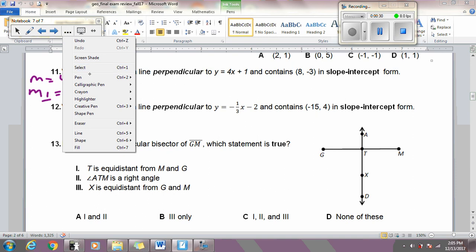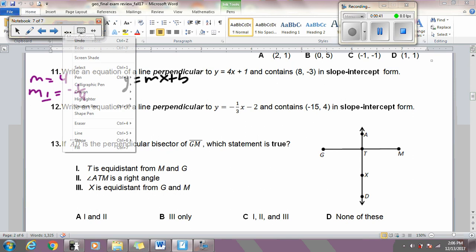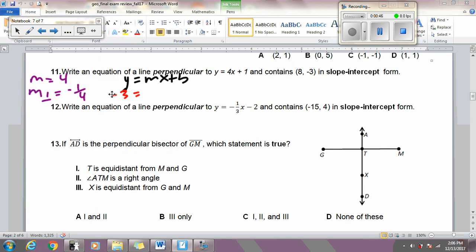To write the equation, we start with the slope-intercept formula, which is y equals mx plus b. We're going to replace y with the y value from the point that they gave us, which is negative 3. Replace m with negative 1 over 4. And we're going to replace x with 8. 8 is from the coordinate that they gave us. So the only thing that doesn't have a replacement is b, which stands for your y-intercept.